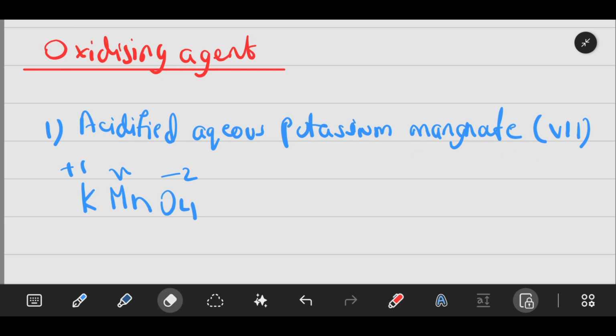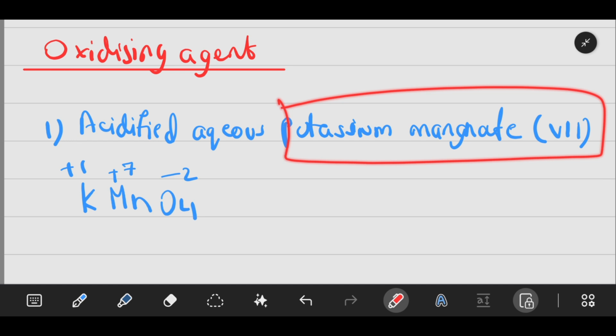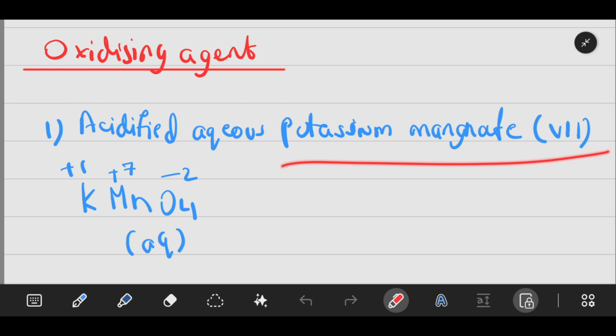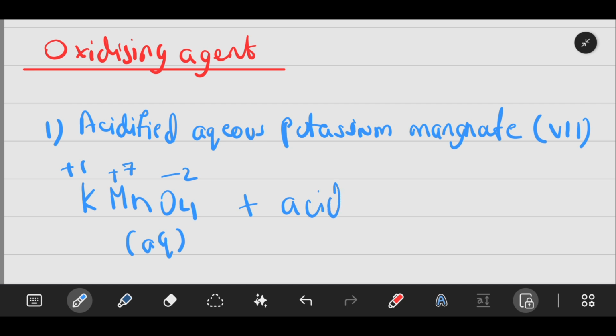So in this case, I will get manganate as a +7, right? So that's this part sorted out. What's with the acidified aqueous thing? Now aqueous is written over here because it is soluble in water. I hope that's clear. As for the acidified, in order for KMnO4, potassium manganate 7, to behave as an oxidizing agent, I need to mix it with some acid.